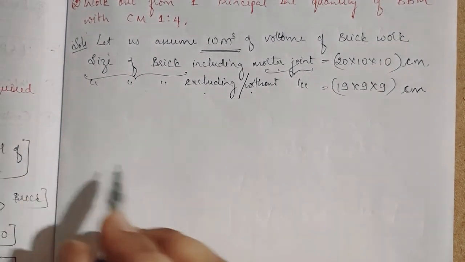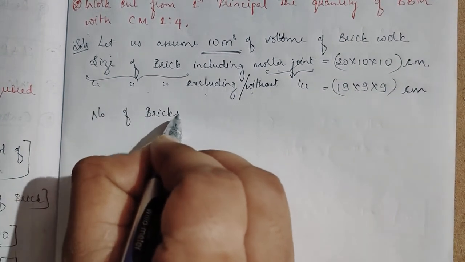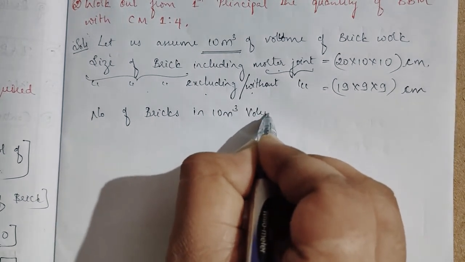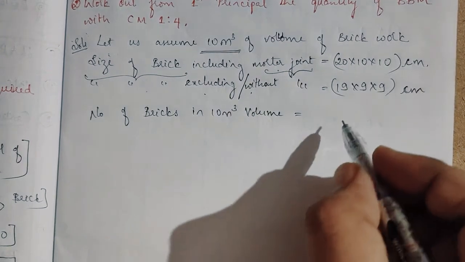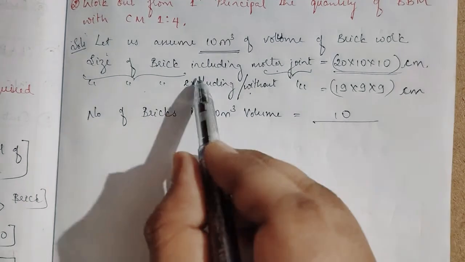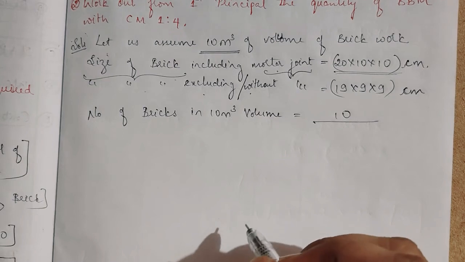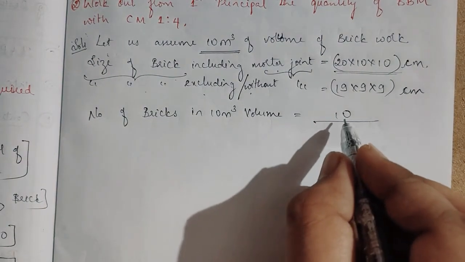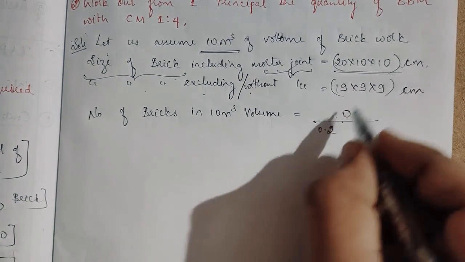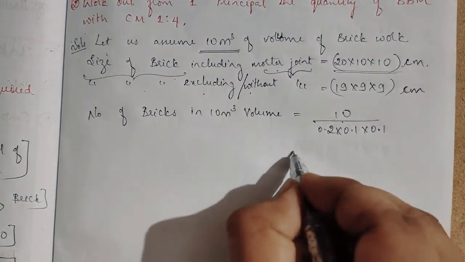Fine. Now we'll calculate the number of bricks in 10 meter cube volume. How many bricks are required in 10 meter cube of volume? We take the size of brick including mortar joint to estimate how many bricks are there. So we just divide the volume by its size, that is 0.2 into 0.1 into 0.1, in meter cube.